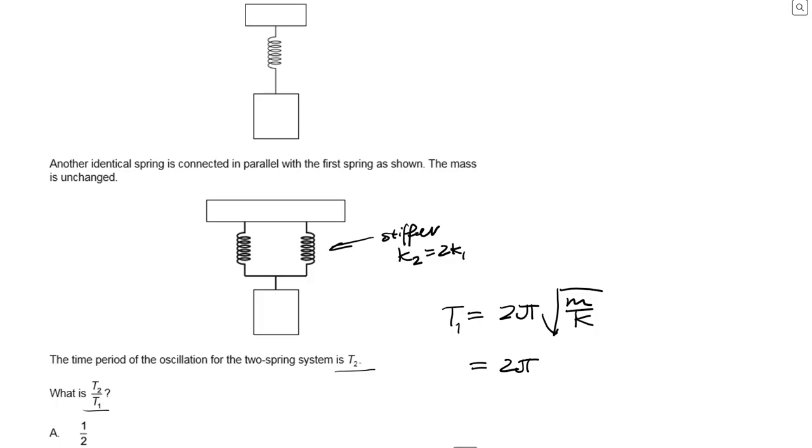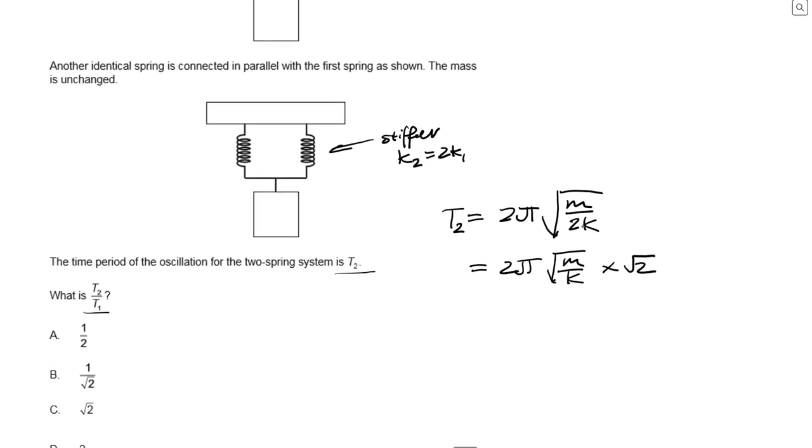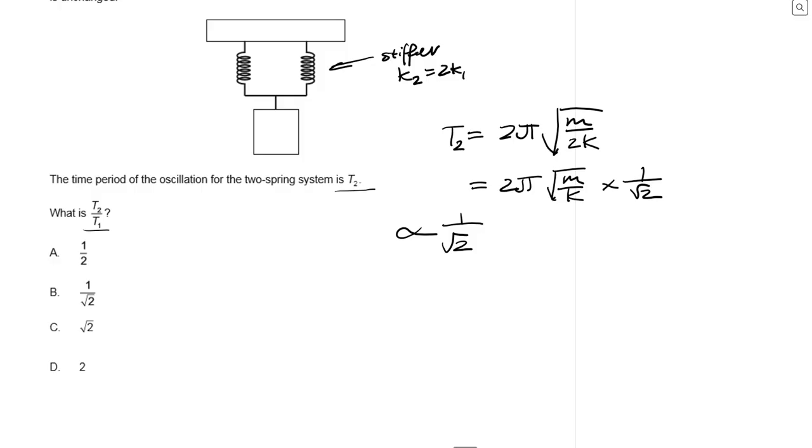So T2 is 2 pi times root m over k times a root 2, whereas T1 is just without the 2, right? In an exam, I wouldn't calculate that, I would just do this. So T2 on top, that means we have 1 over root 2 as our answer. It's proportional to 1 over root 2.